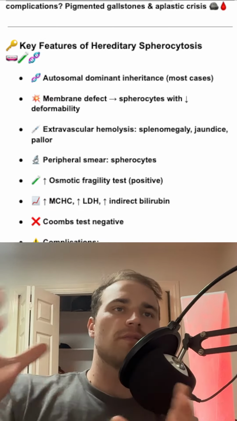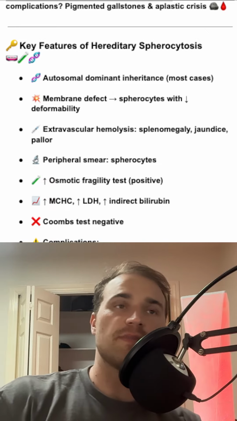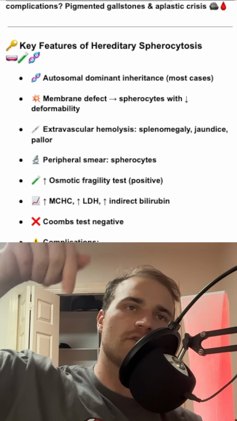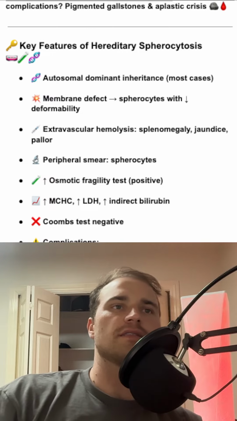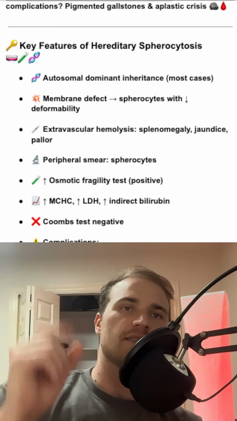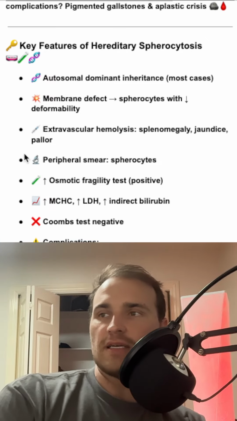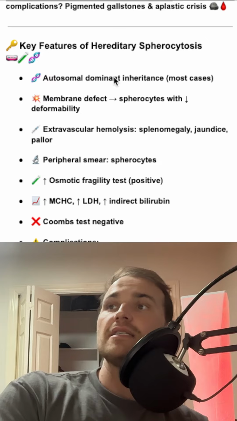So the findings are splenomegaly, because the spleen's doing a lot of work, pigmented gallstones, aplastic crisis, parvovirus B19. And the labs are going to show a decreased mean fluorescence of red blood cells in the eosin-5-maleimide, the EMA binding test, increased fragility in the osmotic test, and normal to decreased MCV with abundance of red blood cells. And so splenectomy is the solution.